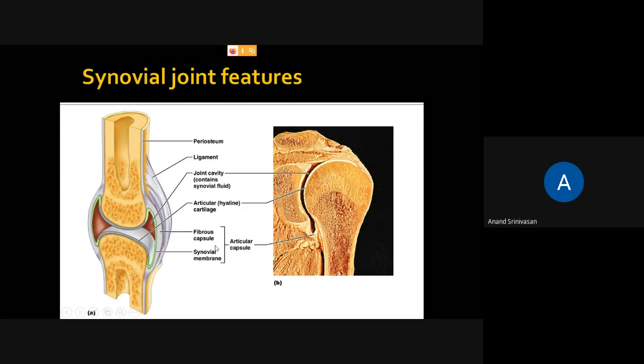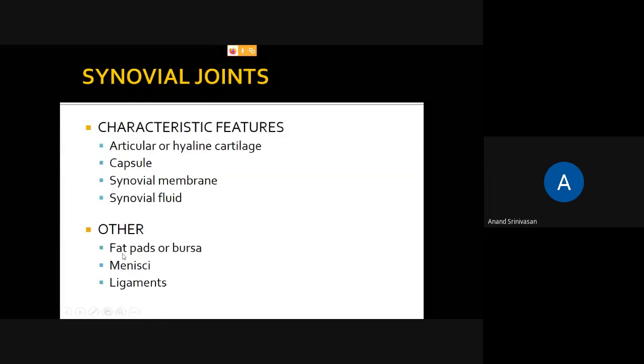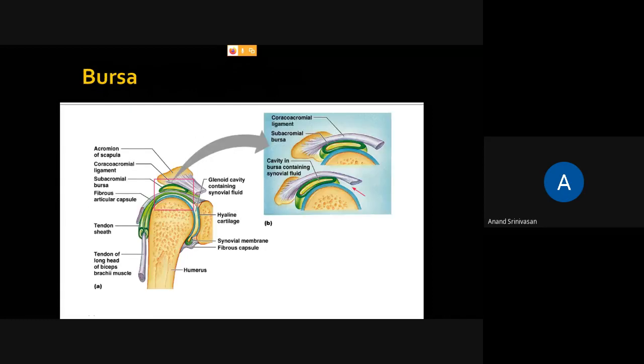The fibrous capsule. Now there are other structures. Apart from this, there are other structures which are called bursa, menisci, and ligaments. Now, where are these located? A bursa, in this diagram, you need not note all the things present in this picture, but note the location of the bursa.